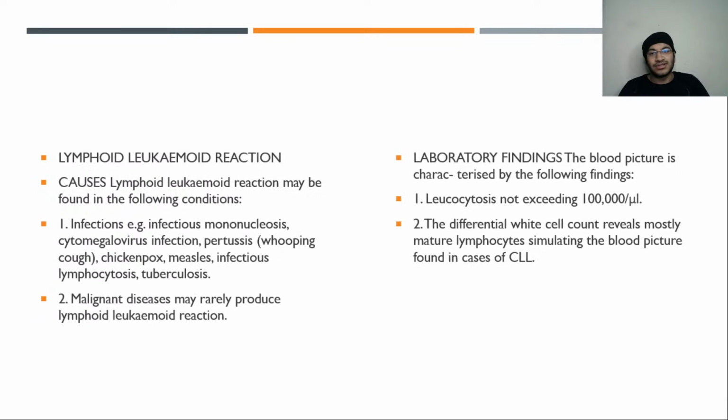Then lymphoid leukemoid reaction. A lymphoid leukemoid reaction may be found in the following conditions. First is infections: infectious mononucleosis, cytomegalovirus infection, pertussis (whooping cough), chickenpox, measles, infectious lymphocytosis, TB. Malignant diseases may rarely produce a lymphoid leukemoid reaction. In laboratory findings, leukocytosis will be there but will not exceed 1 lakh. But when a patient has CML, the leukocytosis will exceed this range, more than 1 lakh or more than 1.5 lakhs. The differential white cell count reveals mostly mature lymphocytes, simulating the blood picture found in cases of CLL.